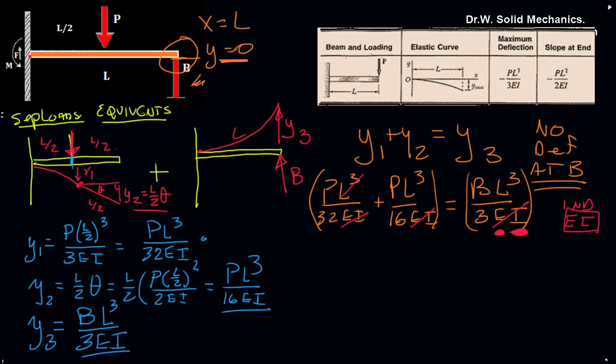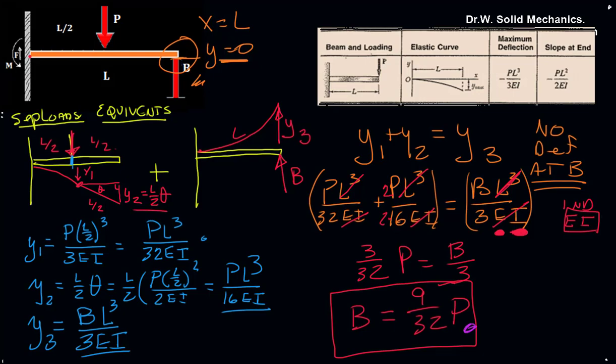Also, we see that L drops out, so it's independent of the actual length itself. And from here, if we do 2 and 2, we get 3/32 P is equal to B on 3. So B will therefore be 9/32 of P.